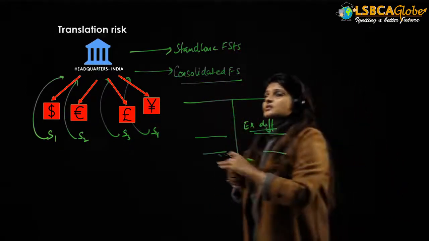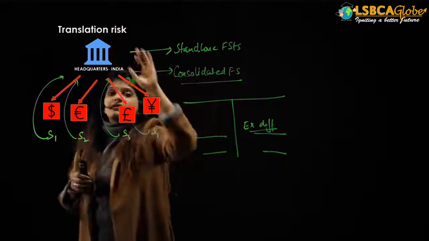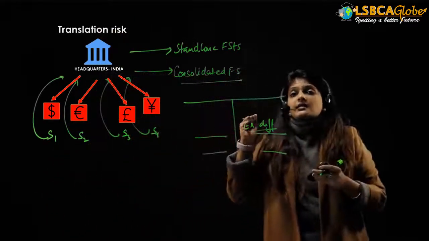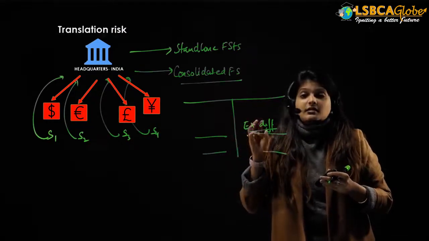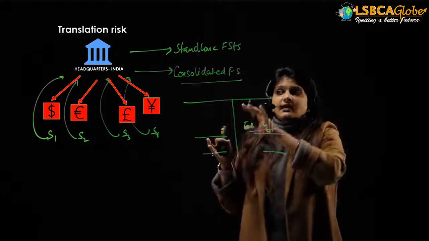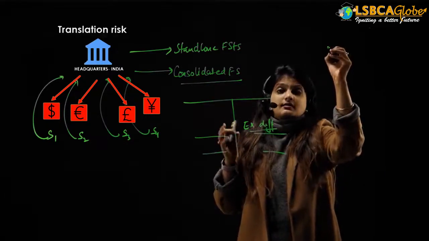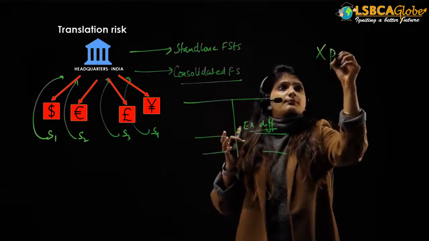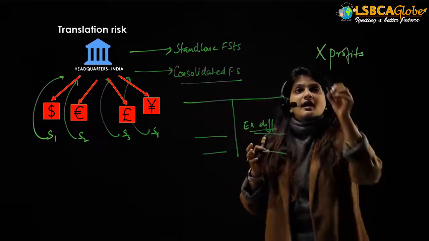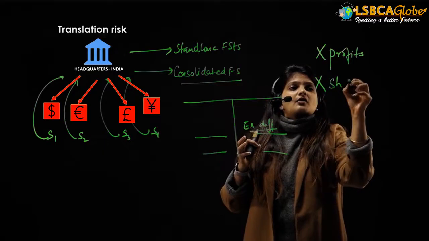So translation risk is a risk which arises when we are preparing the financial statements. So it's not an actual risk. It does not affect the entity as such. So we would say that the translation risk is a type of risk which does not affect the profits of the entity, it does not affect the profitability position of the entity, and it does not affect the shareholders' wealth.